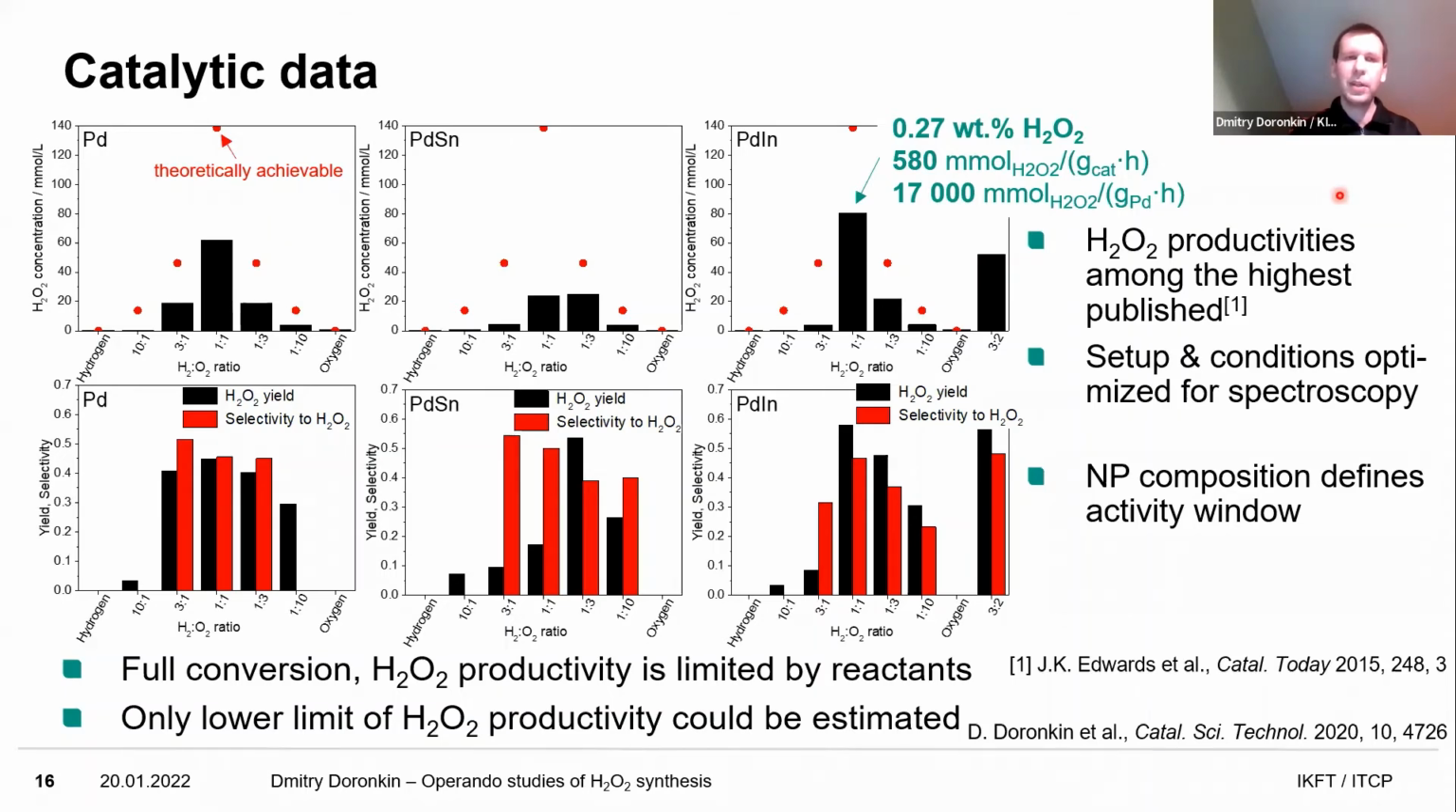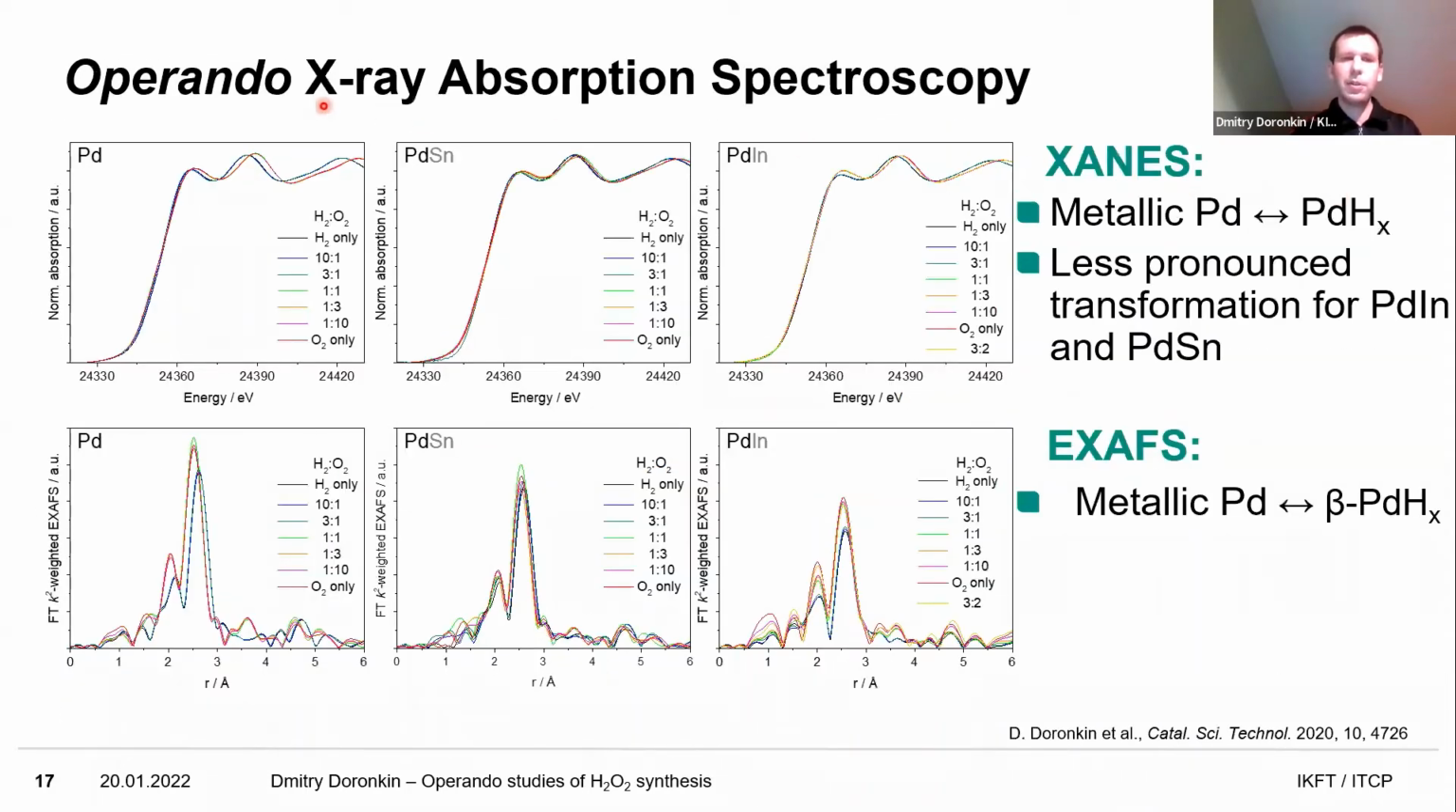Now let's look at the spectra. We got quite nice ones. I'm showing palladium K-edge spectra. But as you can imagine, tin K-edge and indium K-edge are quite close to palladium. So without changing the optics, we could also obtain the tin K-edge spectra and indium K-edge spectra. And one can see there are just two groups of spectra. That is metallic palladium and a similar spectrum with a shift, which we tentatively attribute to beta palladium hydride.